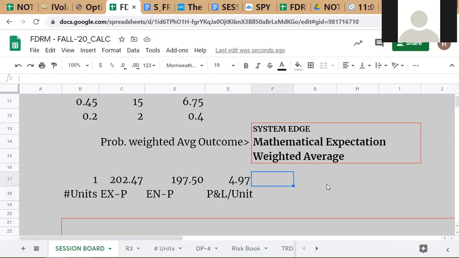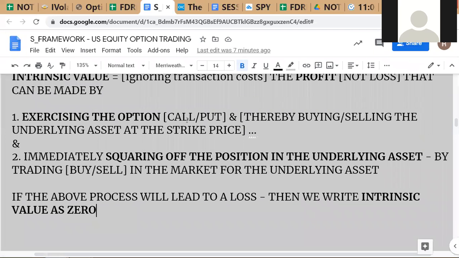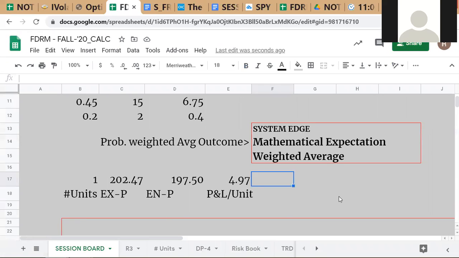Now let's look at IV, let's look at intrinsic value here. So intrinsic value will be, let's put it here like this. This is basically this. So if this turns out to be negative, then we write IV as 0. In this case, intrinsic value is equal to 4.97.